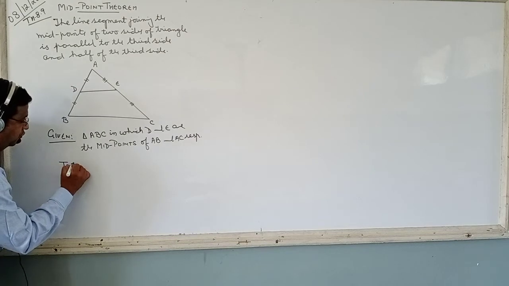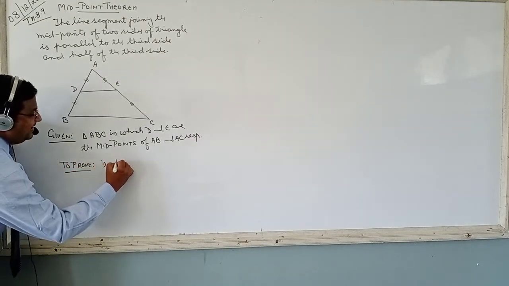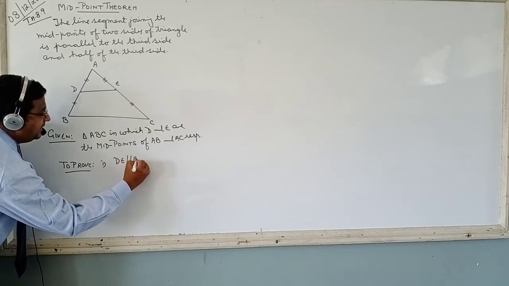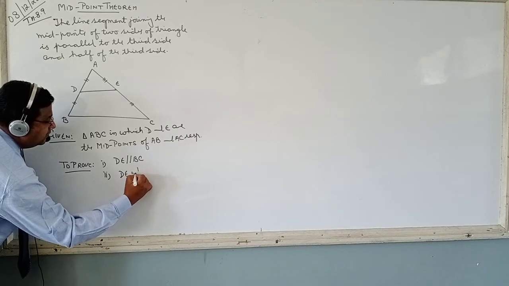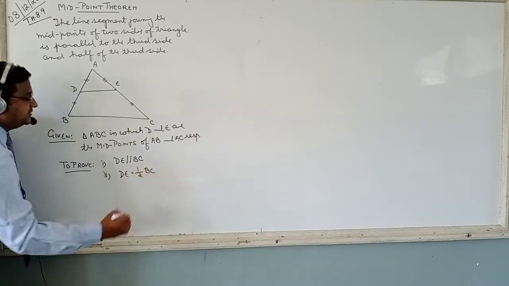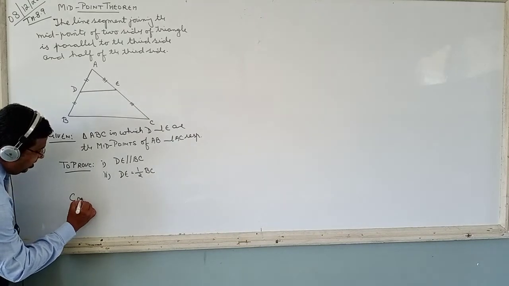What we have to prove? We have to prove that first, DE is parallel to BC, and second, DE is equal to half of BC. Alright students, this will be used in class 10th as well. So that is why the proof is very important, page number 148 of your textbook. Right, now construction will be required over here.